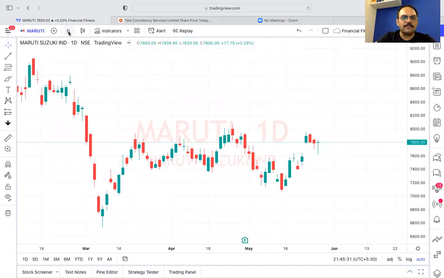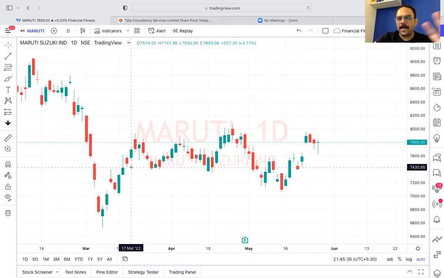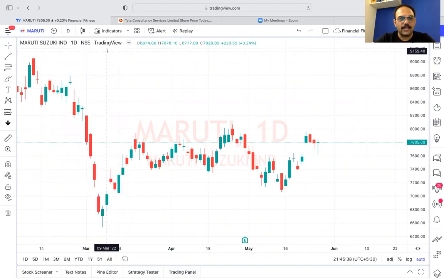Second is always keep this on D. This is a day chart, 1 day chart. Okay, always keep, as you are beginning right now, keep it on day.